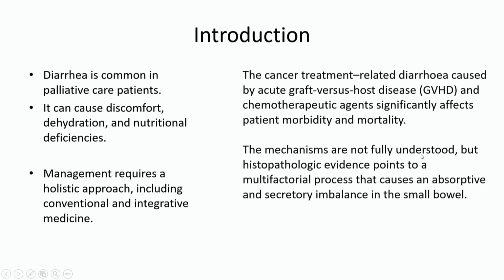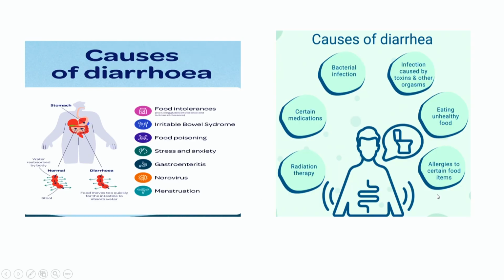The mechanisms are not fully understood, but histopathological evidence points to a multifactorial process that causes an absorptive and secretory imbalance: absorption of food and secretion of enzymes and other things. Because the intestine is a barrier, something is secreted from the intestine and something is absorbed in the intestine. Both things happen. This imbalance in the small bowel. So this is a figure you can see. Food intolerance is one basic cause. Irritable bowel syndrome, food poisoning, stress and anxiety. This is very common in patients.